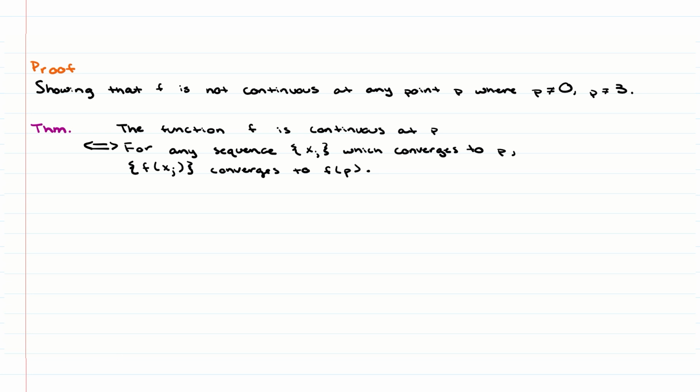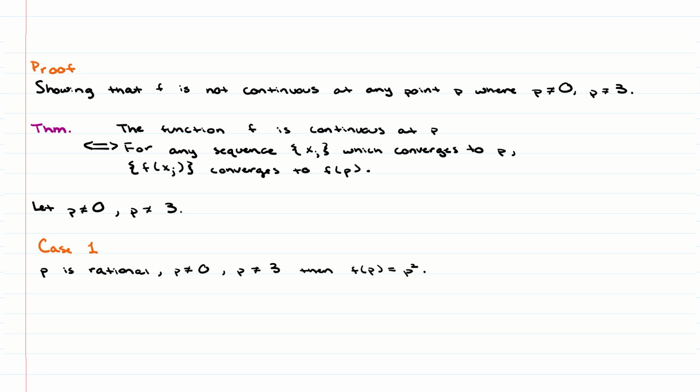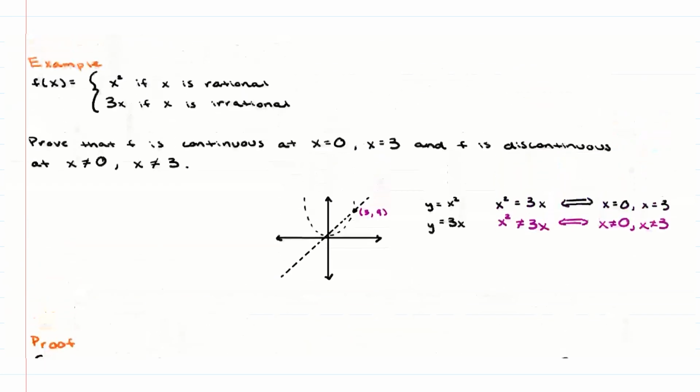So the first thing that we'll do is let p not equal 0 or p not equal 3. And because we were given a piecewise function with two separate conditions, we're going to use two separate cases in this proof. We'll start with case 1. That will reflect the first part of our piecewise function, and that was p is rational, p does not equal 0 or p does not equal 3, then our function f of p equals p squared. Okay, I'll scroll back up for you all to be able to see that.